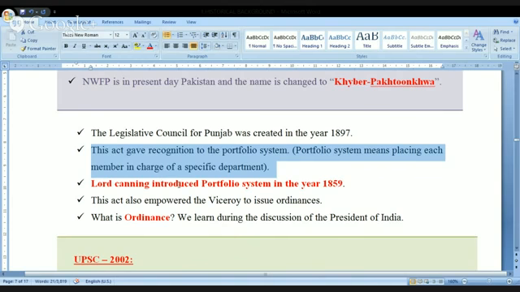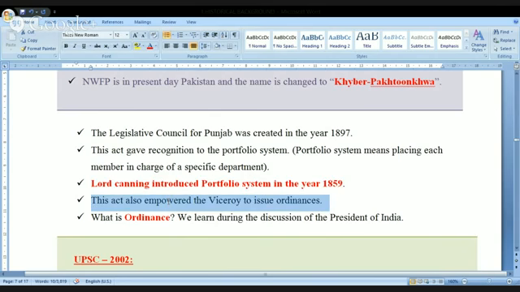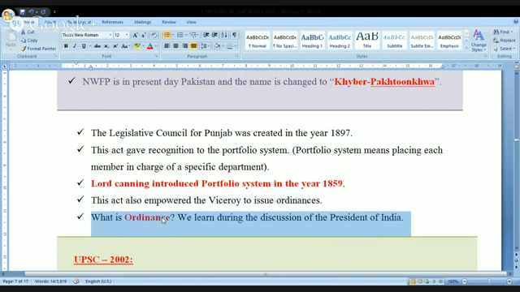Look at this. Lord Canning introduced the portfolio system in 1859, but it was made into a legislation in the year 1861. This Act also empowered the Viceroy to issue ordinances. What is an ordinance? It's a much debated and discussed topic, so we'll have a detailed discussion when we come to the topic of the President of India. But for your information, let me just touch this area for a moment here. The concept of ordinance came into the picture in the year 1861 through this Act.